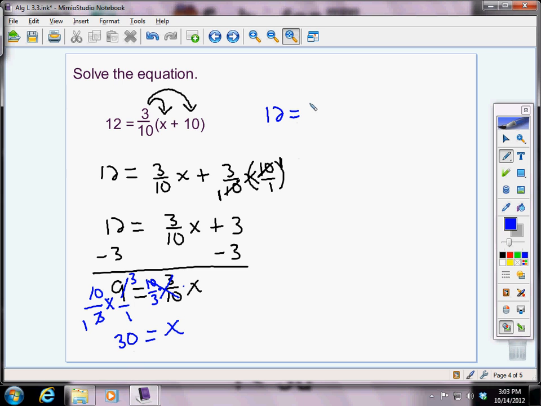Want to see if we're right? 3/10 times 30 plus 10, well, that's 40. So 3/10 times 40, if we cross reduce, 10 goes into itself one time, 10 goes into 40 4 times, 3 times 4 is 12. So please don't be intimidated by fractions. Solve that type of equation with fractions the same as you would solve any equation.